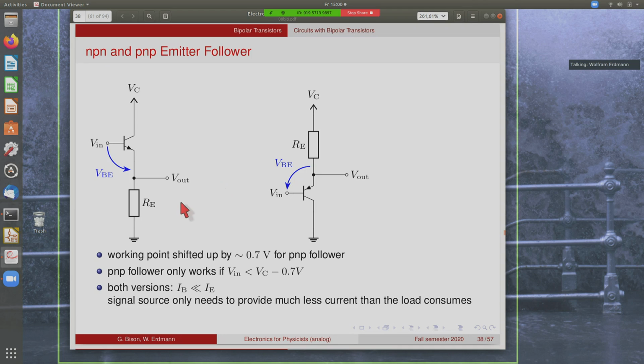It basically allows you to separate the input from the output, so there will be no feedback from the output back into the input.